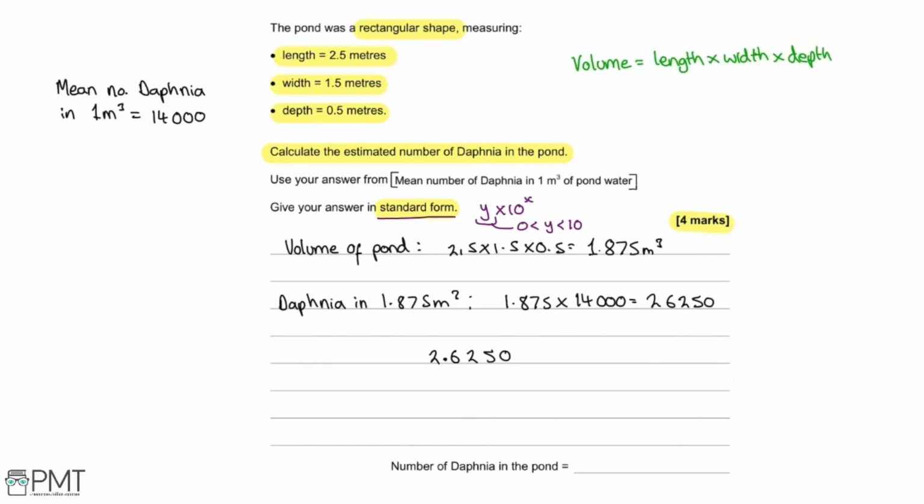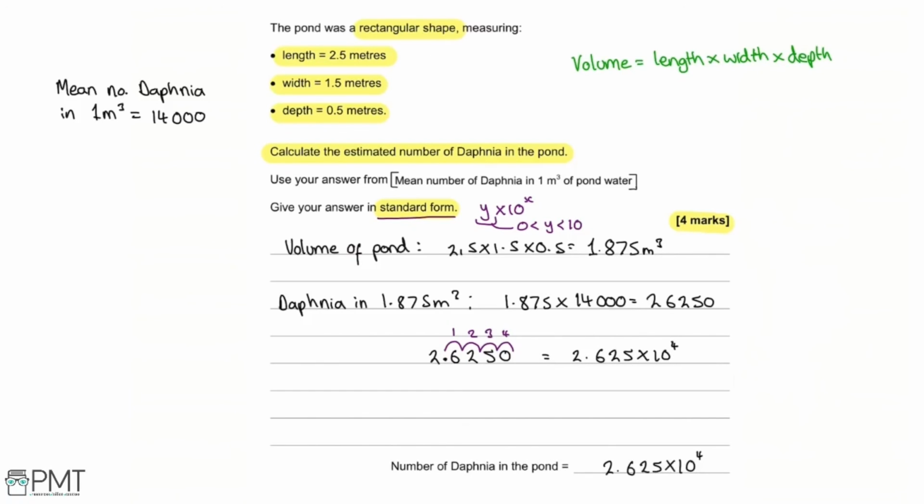And then we've got to count the number of digits after that decimal place to see how many orders of 10 we're multiplying by. So in this instance, we've got 1, 2, 3, and 4 after the decimal point, making this 2.625 times 10 to the power of 4. So that's the way you've got to write your answer.